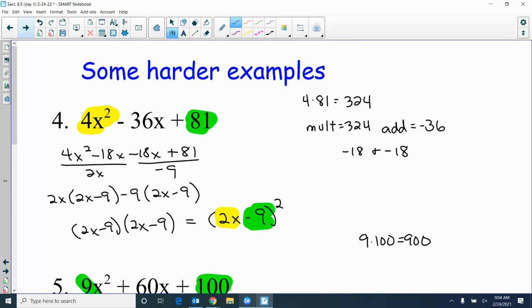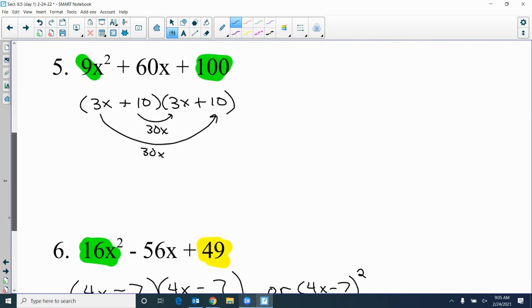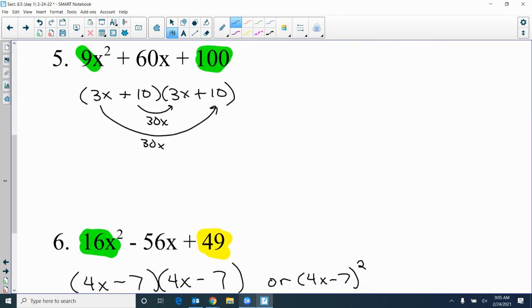So 4 is 2 times 2. 81 is 9 times 9. The only thing you have to do is watch your signs. Especially if you get to these really big numbers, you're like, this looks so ridiculously hard. Well, there might be an easier way.